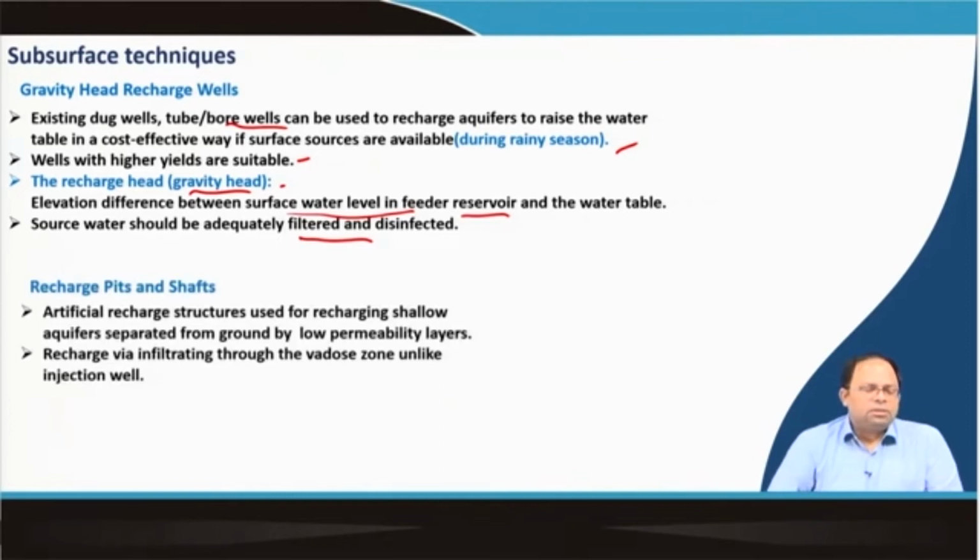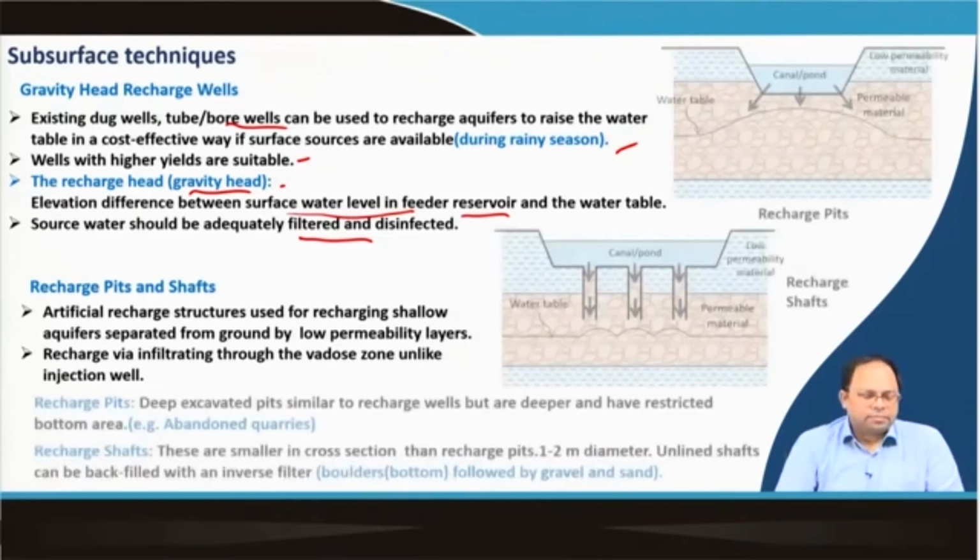So in addition to this gravity well, we can have recharge pits and shafts. Recharge pits are basically basins, artificial recharge structures used for recharging shallow aquifers separated from the ground by low permeability layers, and they recharge via infiltration through the vadose zone, unlike injection wells. So these are just depressions that we dig in the ground, and we allow water to seep through the vadose zone into the nearby aquifers.